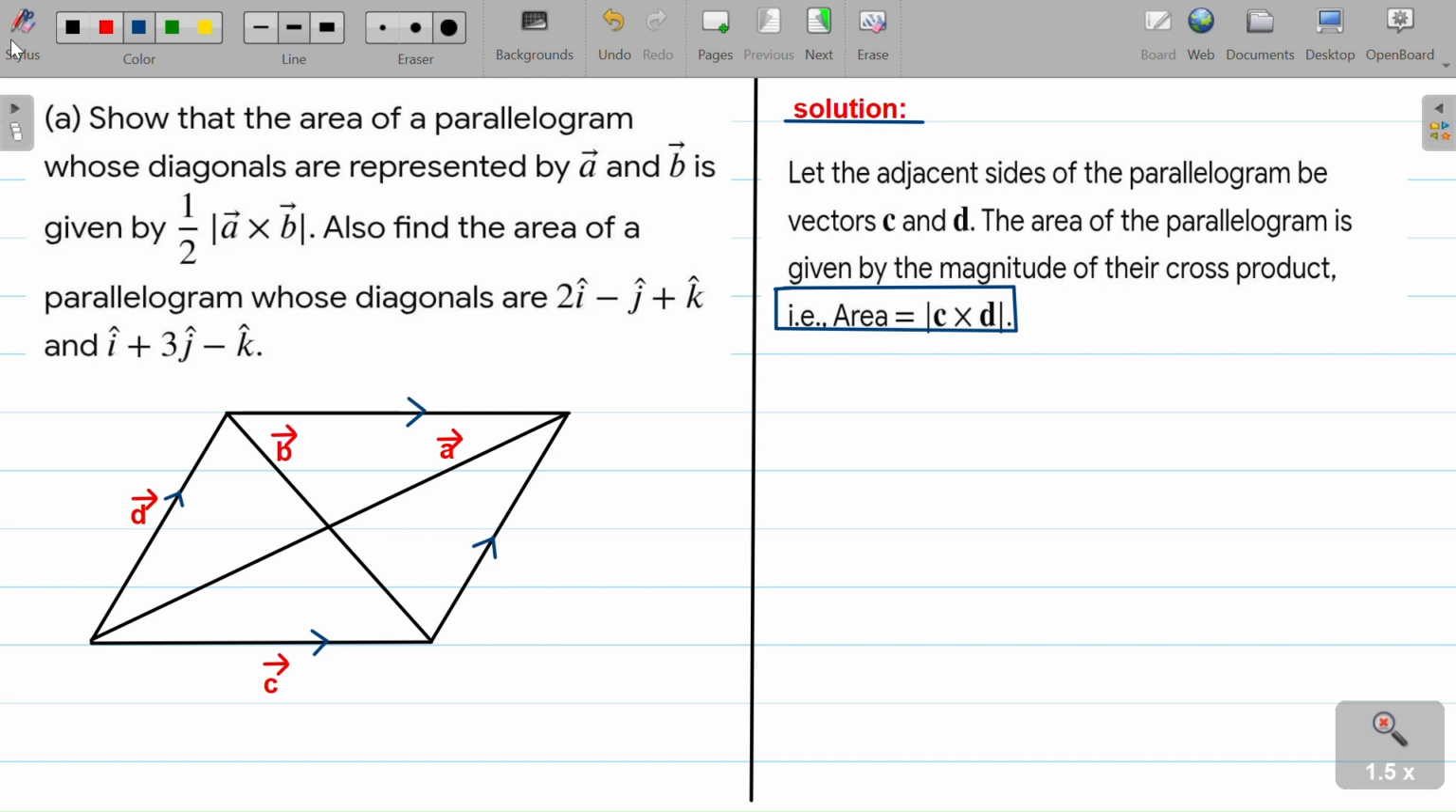The given problem is to show that the area of the parallelogram whose diagonals are represented by a vector and b vector is given by half of the modulus of a vector cross b vector. So first we have to prove this part. In this question we have two parts.